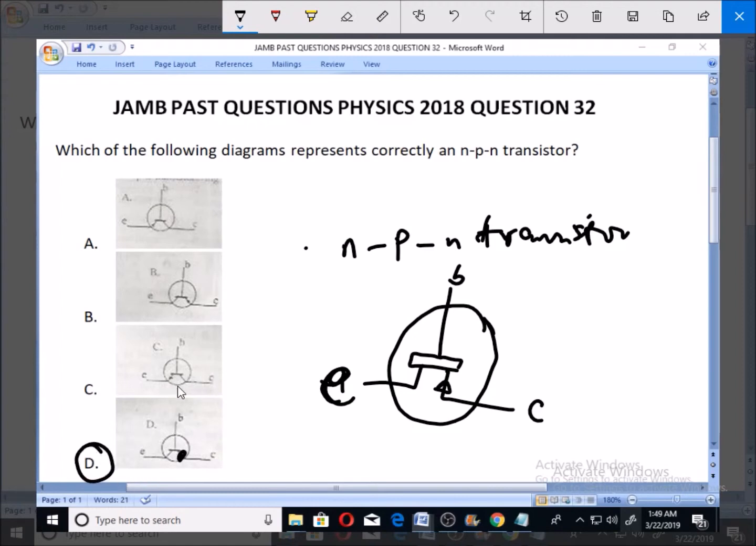For this number C, we have the movement this side. For this, you have it this side, but going in the opposite direction. Also here, you have it this side. So D is the right answer from the sketch that is done here, and that is why we picked option D, because this is the diagram of an NPN transistor. Thank you.